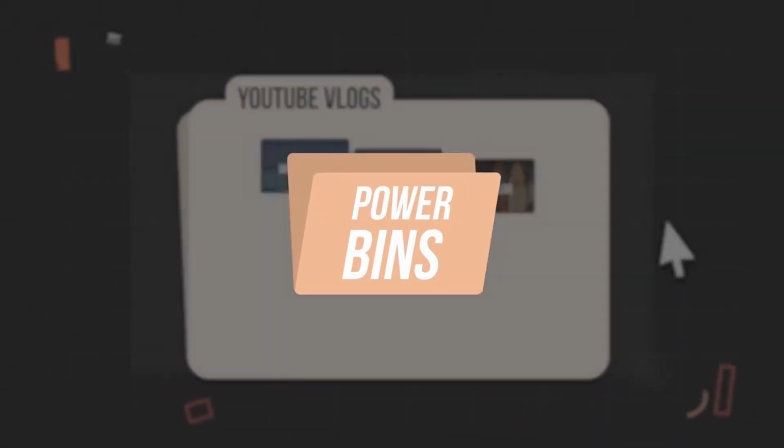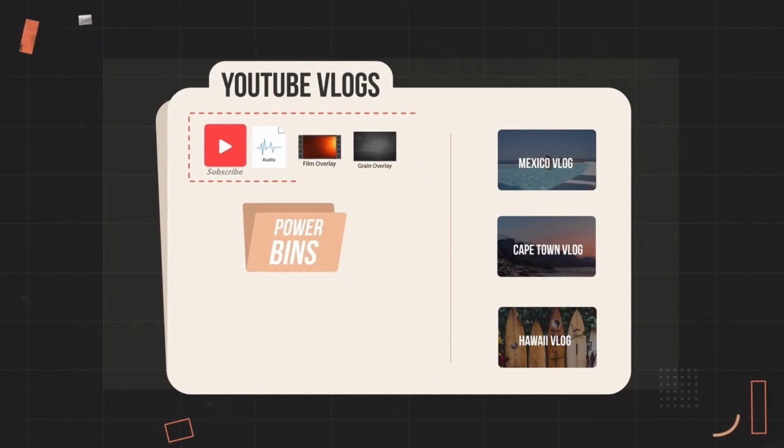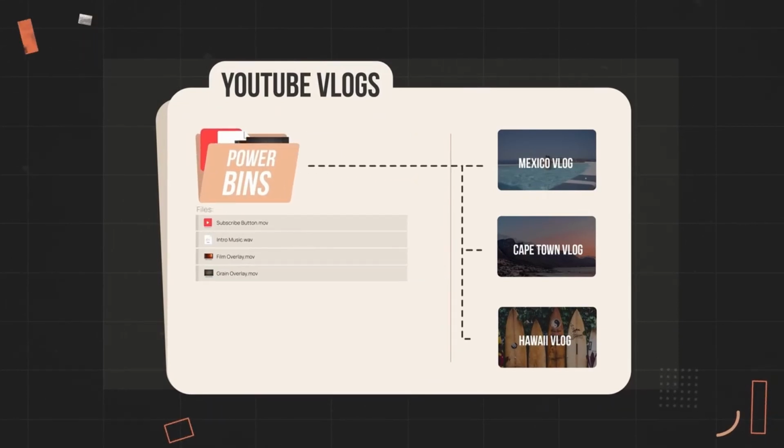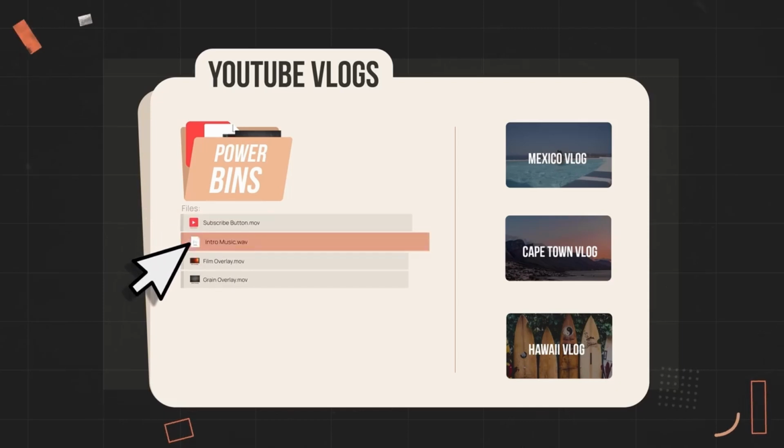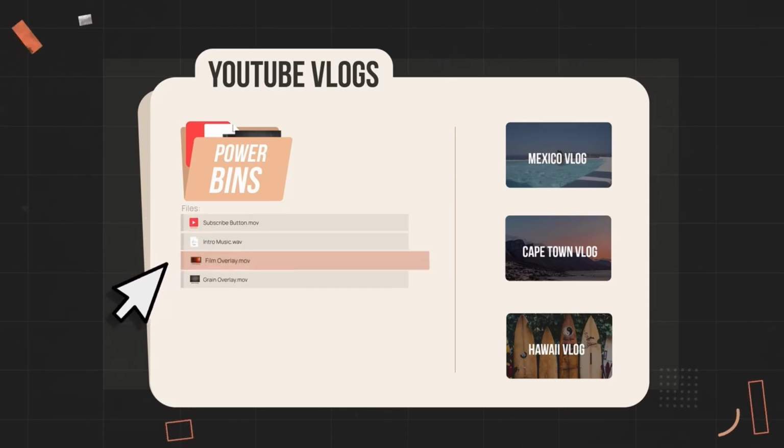The Power Bins window basically allows you to create a library of assets that will update within every other project file within your database. This is huge for any type of editor. We all have those assets we use for every single project, whether it's a subscribe graphic, sound effects, or overlays. Having to re-import those into your project every single time you make a new project file is such a waste of time.